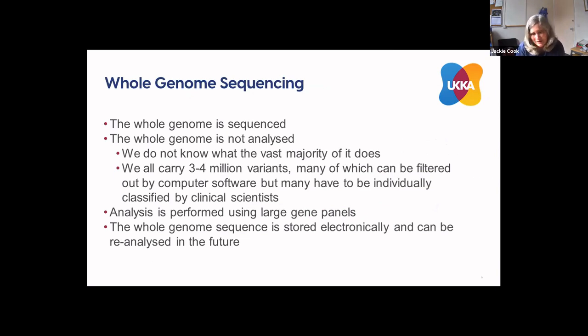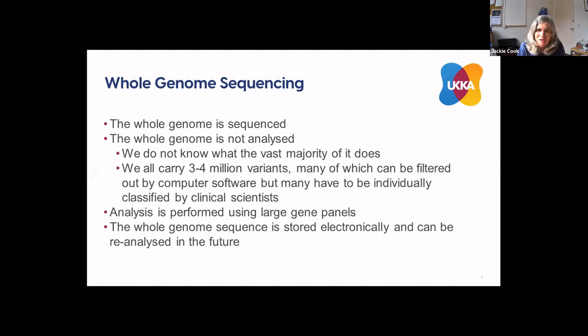There are a few things I need to make clear about whole genome sequencing. First of all, the whole genome is sequenced, and that data is all stored electronically. However, it's a bit of a misnomer because the whole genome is not analysed. There are two main reasons. First, we don't know what the vast majority of it does, so analysing it will not get us any further forward. But the main reason is the huge amount of genetic variation between individuals. We all carry about 3 to 4 million variants within our genes. The more genes you sequence and analyse, the more variants you pick up, until you spend years trying to sort out the variants and never get to the actual cause.